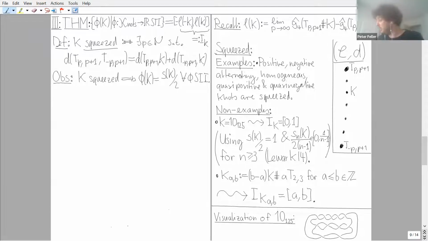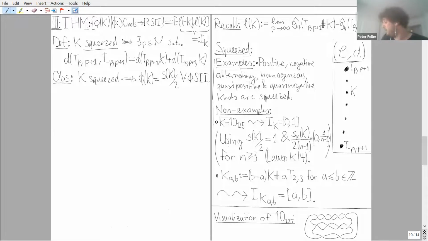Let me also mention that I gave a lot of examples of squeezed knots. Here's an example of a non-squeezed knot. If you take the knot 10_125, I drew you a nice little picture over here. You might notice that it's more than 10 crossings, but actually, no, it's exactly 10 crossings. It's a pretzel knot, a nice one.